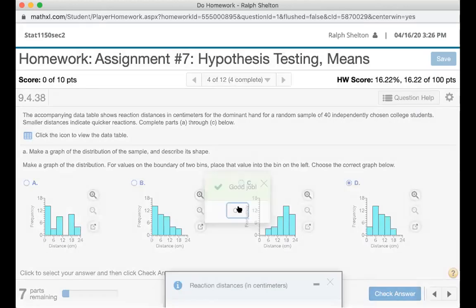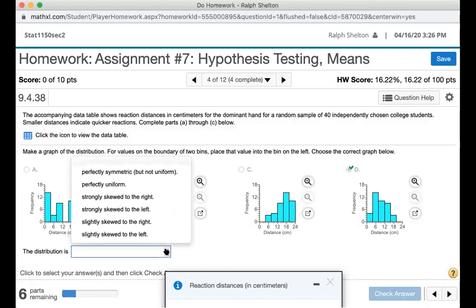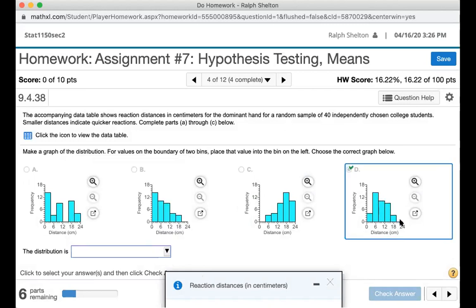Yay. All right. Okay, the distribution is, we'll pick from the choices here. This one is slightly skewed to the right, okay? Slightly skewed to the right. So see how it's got this downward slope. It's not really a normal shape because this one's too tall to be all the way close to the left-hand side. So it's slightly skewed to the right, okay?